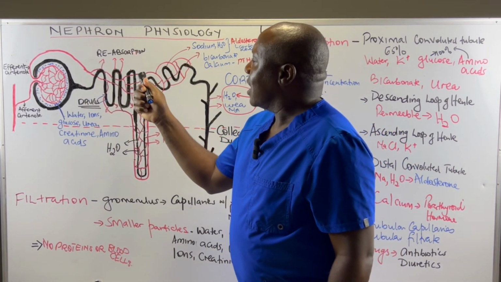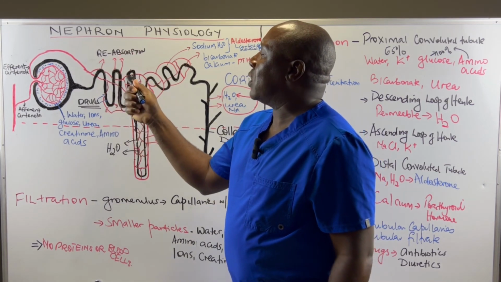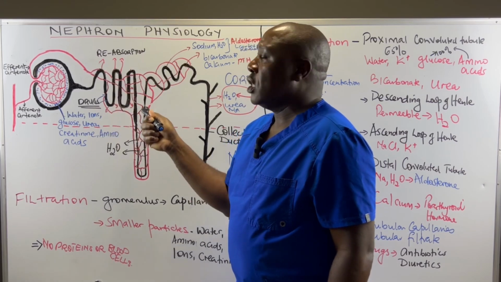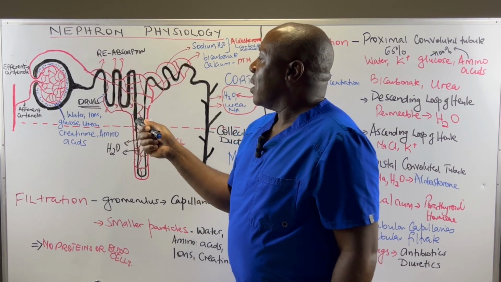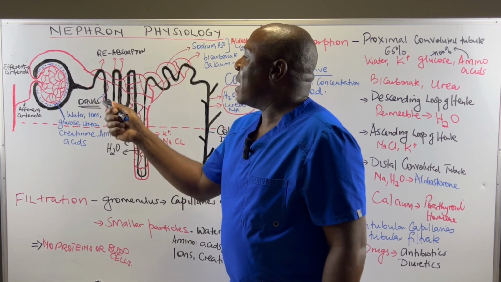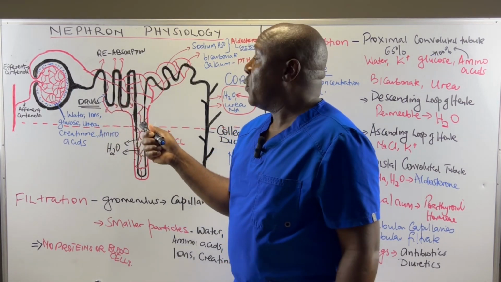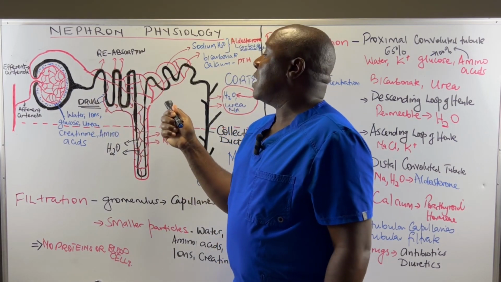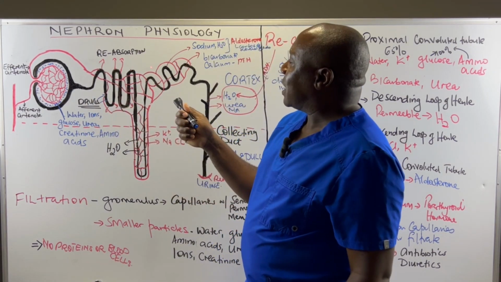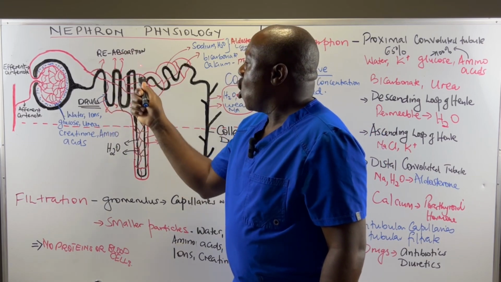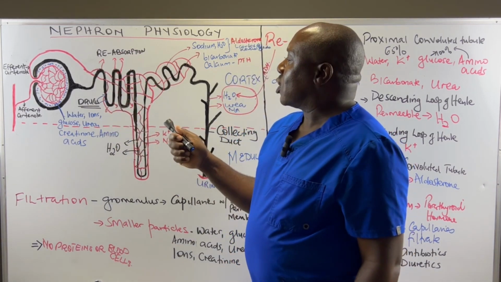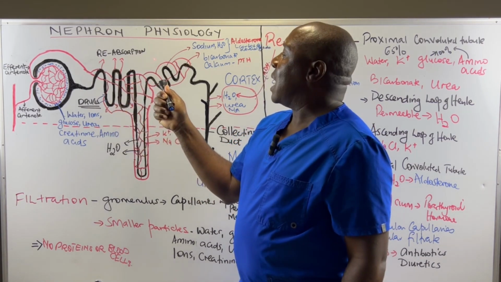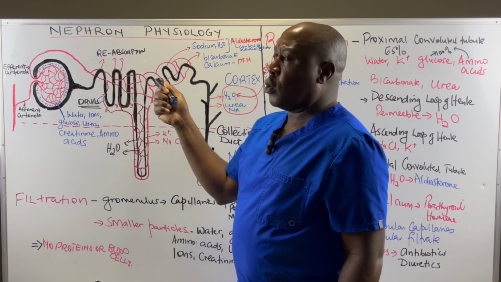And the first place where this glomerular filtrate lands is in the proximal convoluted tubule. At this time, it is no longer the glomerular filtrate, but now it is referred to as the tubular filtrate. Once it moves out of here into the tubular section, it is now the tubular filtrate. So the first place it comes is in the proximal convoluted tubule. In the proximal convoluted tubule, another process takes place, and that process is referred to as reabsorption.